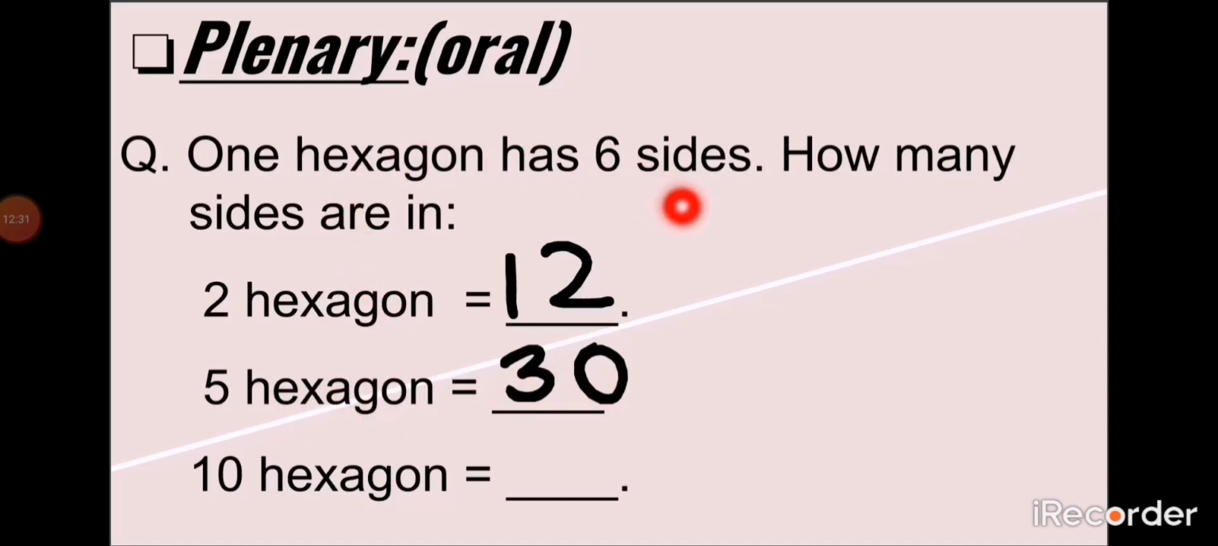Now, 10 hexagons. One hexagon has 6 sides. So how many sides do 10 hexagons have? So we can count in tens. You can read the 10 times table, or you can read the 6 times table. So I'm reading the 6 times table. 6 1 times 6, 6 2 times 12, 6 3 times 18, 6 4 times 24, 6 5 times 30, 6 6 times 36, 6 7 times 42, 6 8 times 48, 6 9 times 54, 6 10 times 60. The answer is 60.